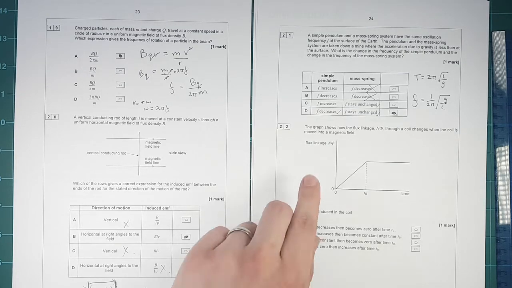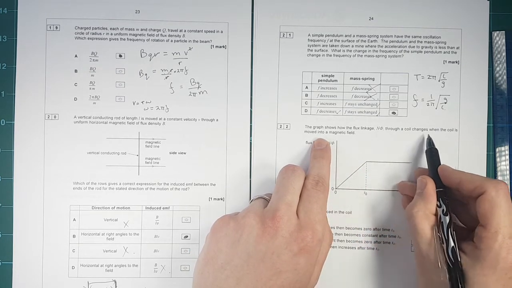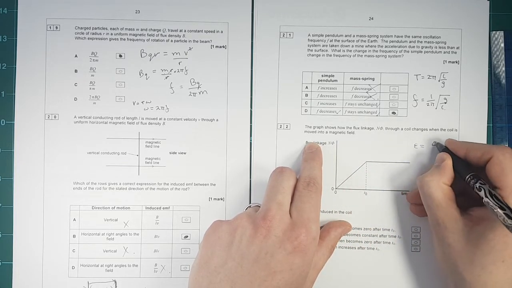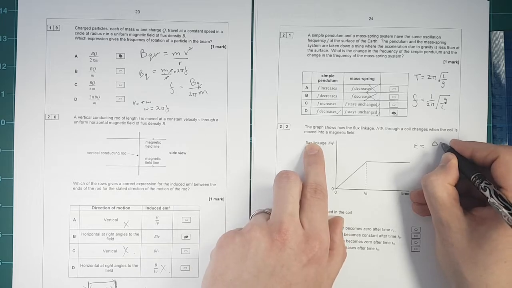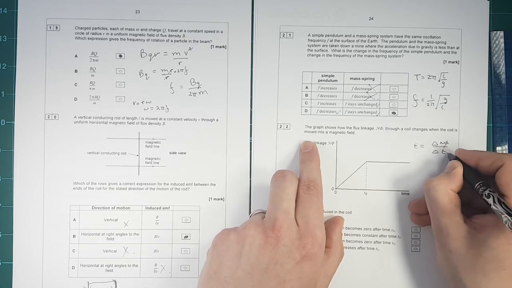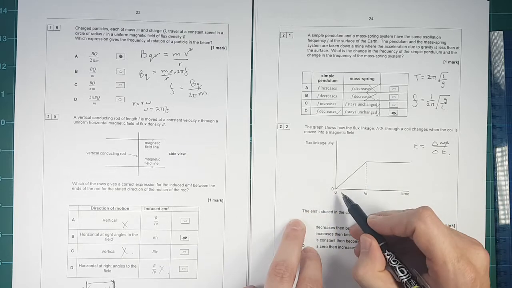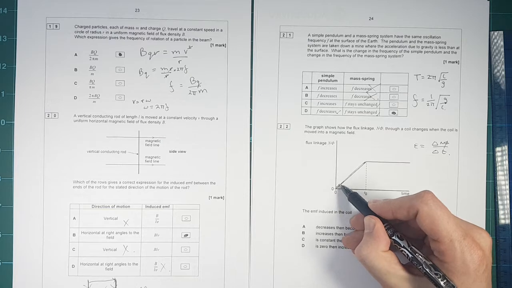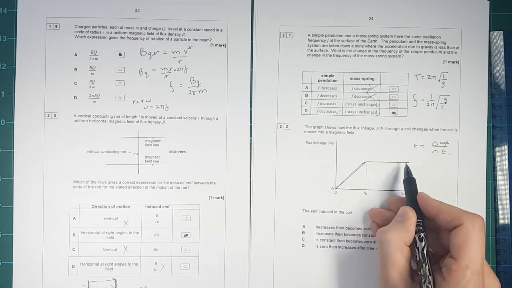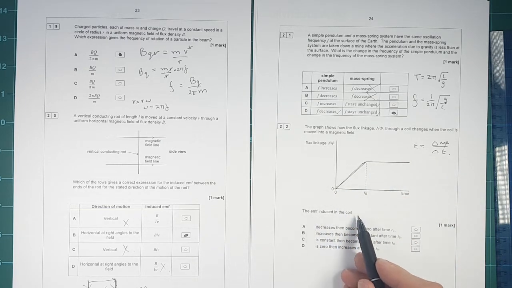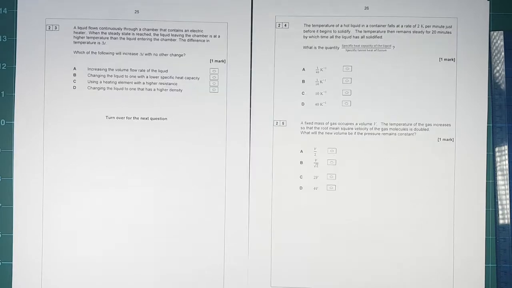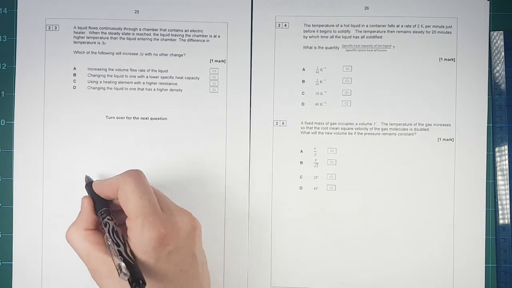Question 22. The graph shows how flux linkage through a coil changes. So the induced EMF is to do with the rate of change of flux linkage. The rate of change is essentially the gradient of this graph. That's constant there, so you're going to get a constant EMF. There the rate of change is 0, so you're going to get no EMF. So the EMF in the coil is constant, then becomes 0 after this time. So that's C.